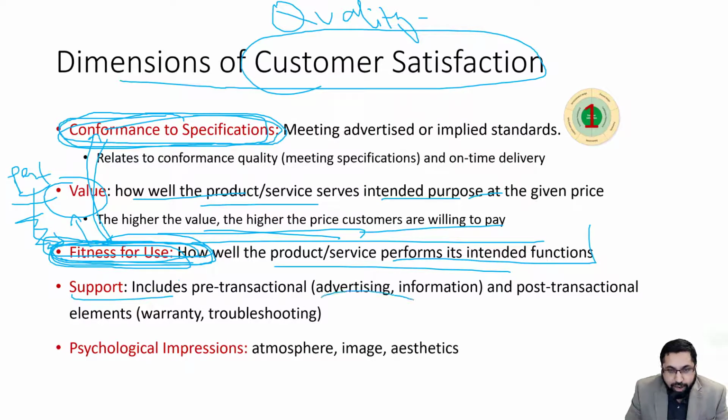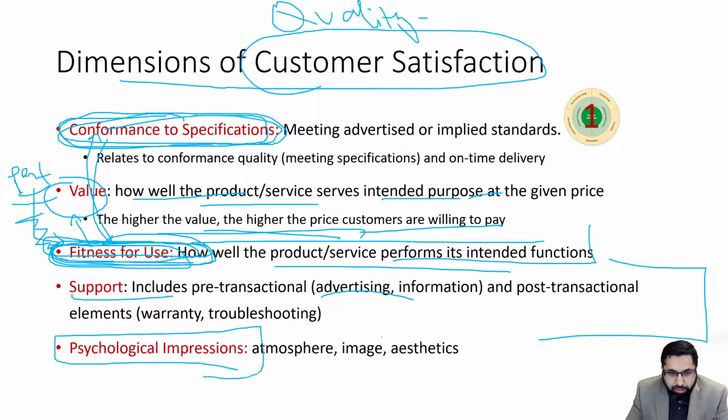Support, advertising, information, post-transactional elements like warranty, troubleshooting, returns, things like that. So providing support with your products and services. And psychological impressions, which is about aesthetics, how well does the product look and feel, and things like that. And there could be other dimensions.